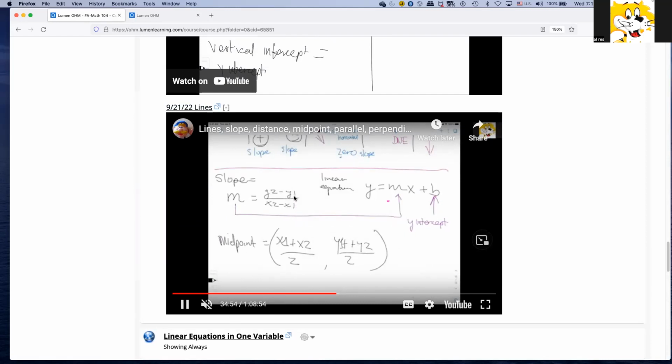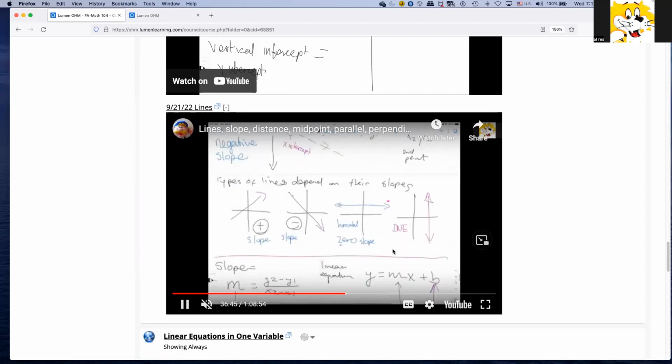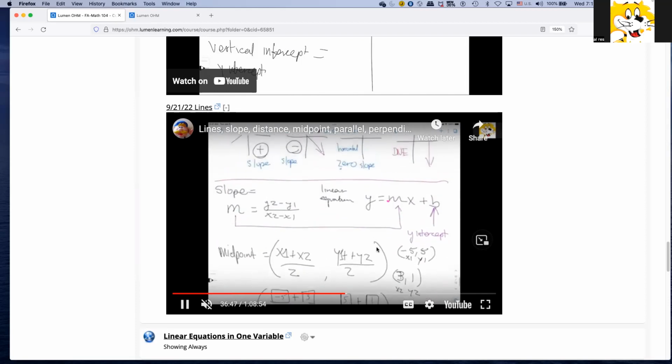You need to know the equation. I'm not going to give these equations to you. You need to know them. You need to know the midpoint. You need to know distance. I did 2 points. Expect on your midterm 2 points.